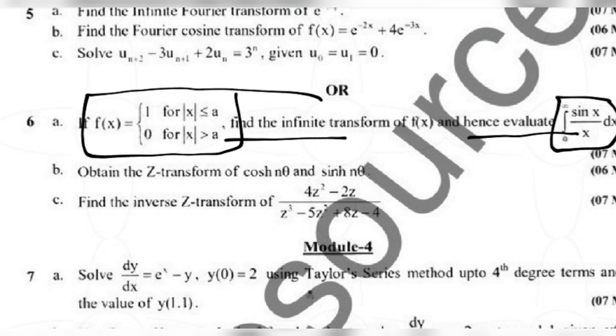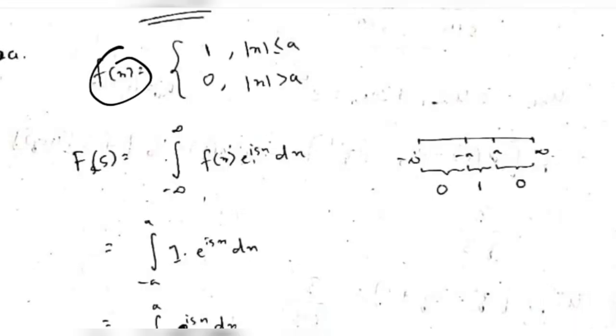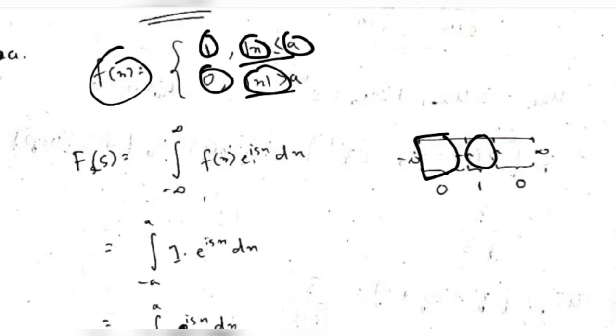Coming to the next question, we have two parts here. We have to find the infinite Fourier transform, and we have to evaluate this term here. First we will be finding the infinite Fourier transform of this function. Now observe carefully, f(x) is defined as 1 when |x| is less than or equal to a, and 0 if |x| is greater than a. Mod x means it does not matter if it's negative or positive. If that value is greater than a, it will be 0, or if it's less than a, it will be 1.